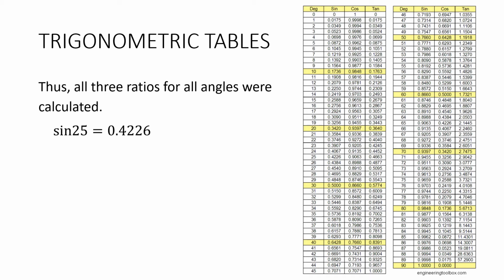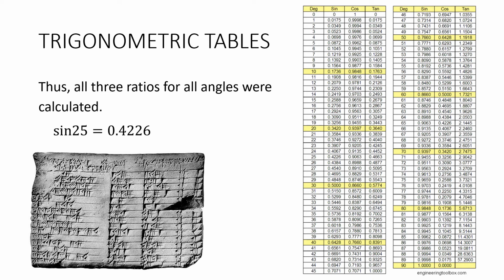Now humans have known about trig tables for many, many years. This tablet here was unearthed in the early 1900s. It's 3,700 years old. It's called Plimpton 322, and it actually has a set of trig tables on it.